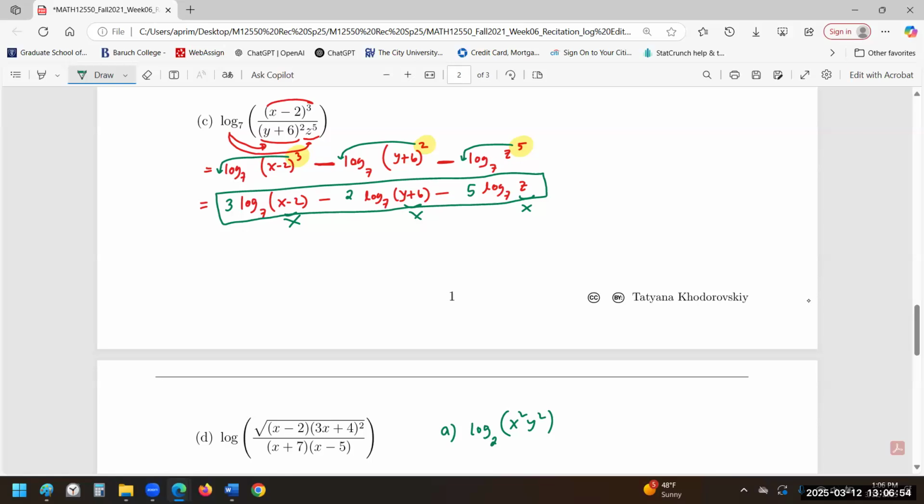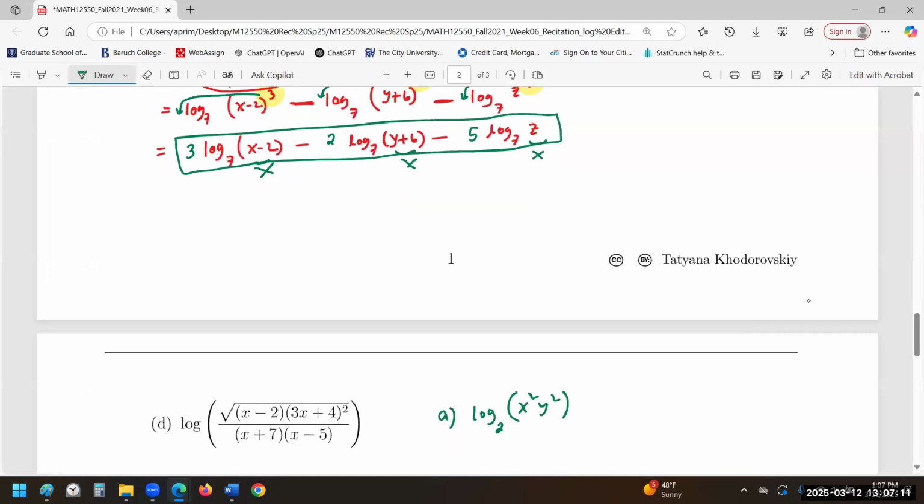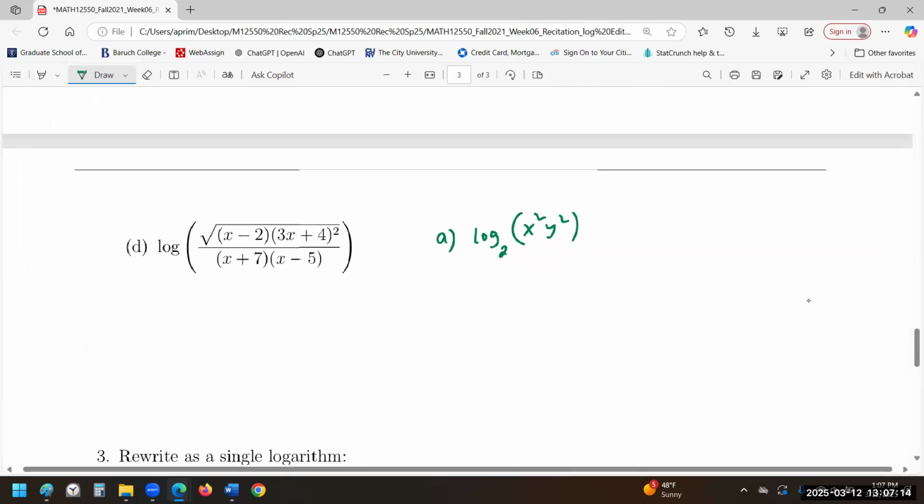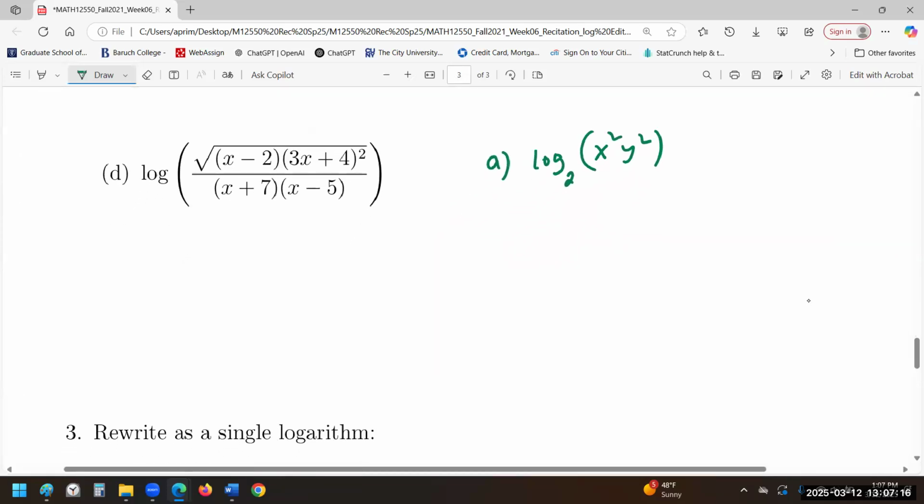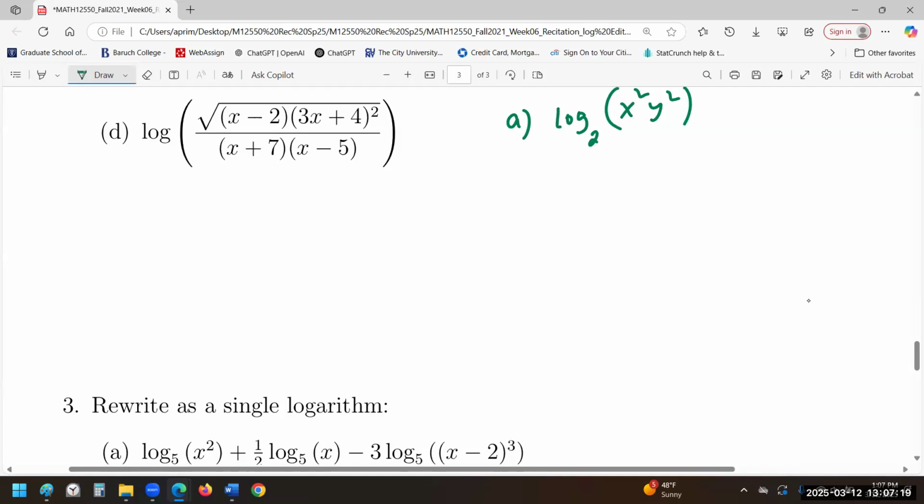Are you guys done or stuck? Which one? Done? Stuck? On D? What's the first step you think? The numerator has a big square root. What can you do with that square root? Any idea? No idea?